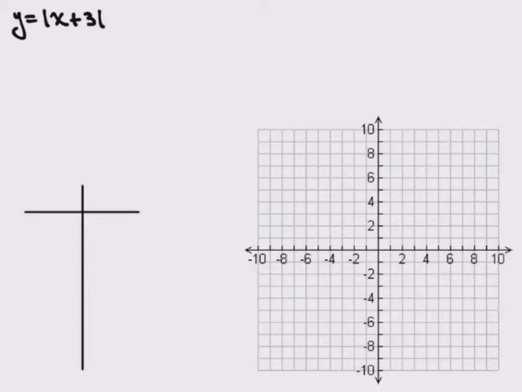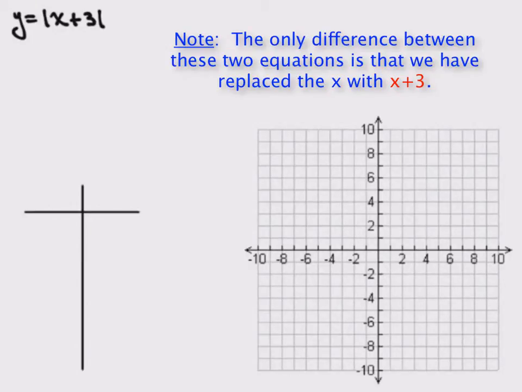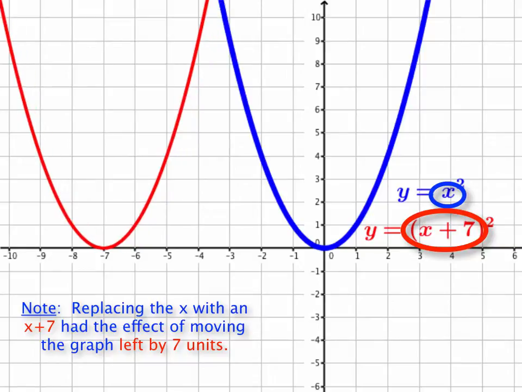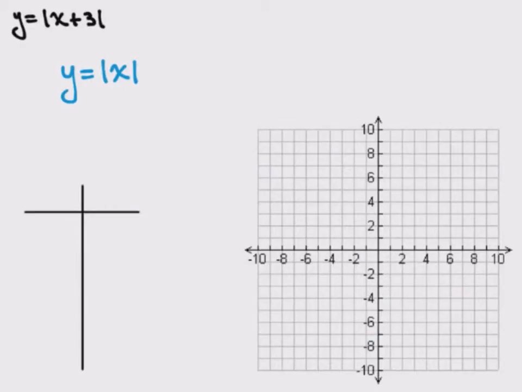Alright. Now let's graph the ordered pairs for y equals the absolute value of x plus 3. Now, of course, the only way that this differs from our baseline equation y equals the absolute value of x is that now we've replaced the x with an x plus 3. Now, a flashback to before, we had a similar manipulation where replacing the x in the equation with an x plus 7 had the effect of moving our graph to the left 7 units. So, going back to this equation, let's see what happens to the graph as a result of replacing the x with an x plus 3.